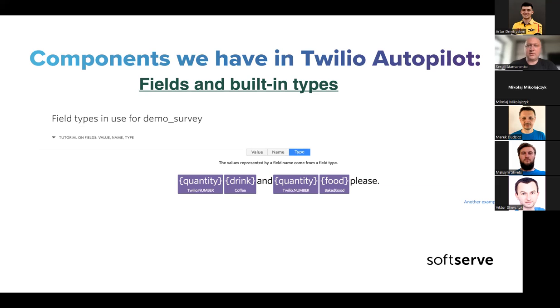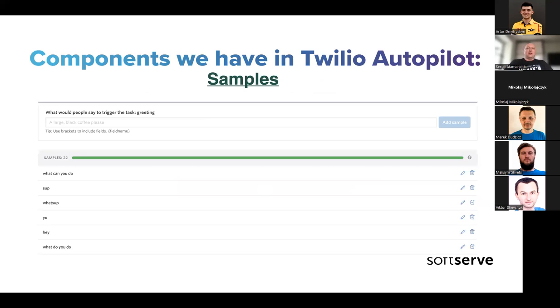Also, you can inherit some built-in types and create your own types, but it is a more advanced level of Autopilot. Also, you have samples. Samples are the things that are connected to intent. When you write something to a bot, for example, on WhatsApp, a sample is the phrase or word that can trigger a proper task. So it is connected to a task. And when you write something from the samples of a task, you will get that task and all the functionality of the task.